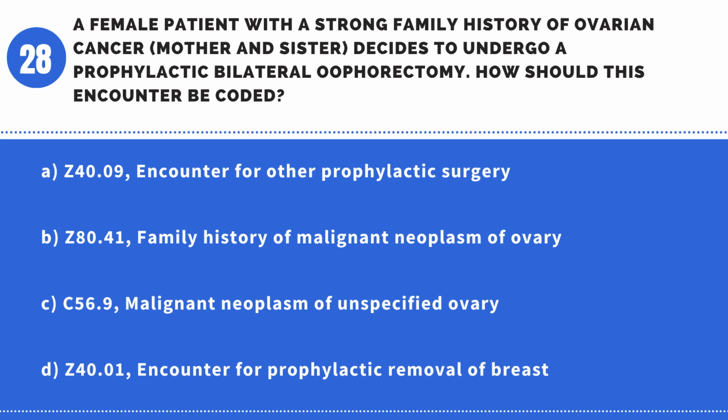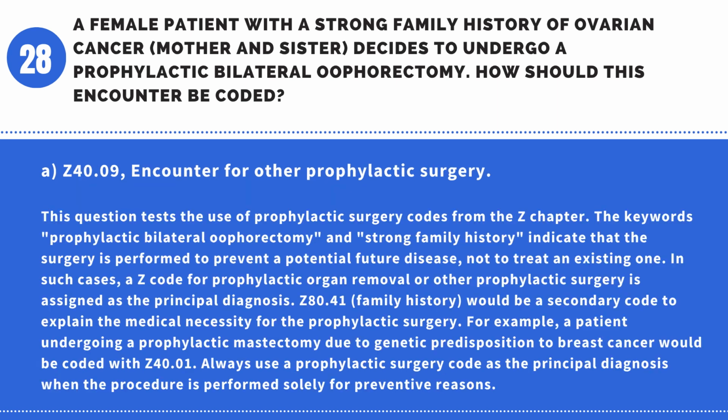D. Z40.01, encounter for prophylactic removal of breast. Answer A. Z40.09, encounter for other prophylactic surgery. This question tests the use of prophylactic surgery codes from the Z chapter. The keywords prophylactic bilateral oophorectomy and strong family history indicate that the surgery is performed to prevent a potential future disease, not to treat an existing one. In such cases, a Z code for prophylactic organ removal or other prophylactic surgery is assigned as the principal diagnosis.